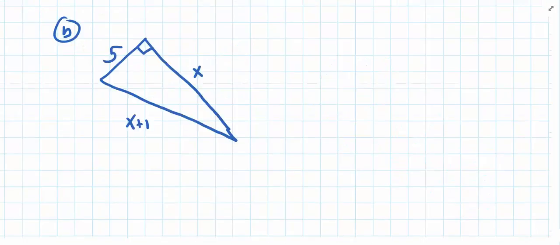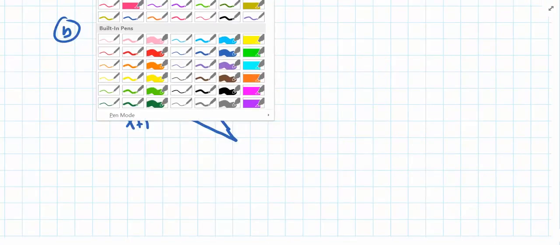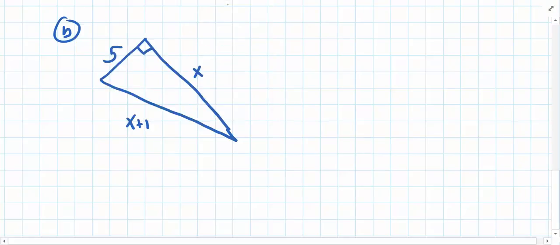Okay, here we go. We have a right triangle here, we want to solve for x. We're going to use the Pythagorean theorem. This one's a little more interesting for us. Okay, so what do we know? What can we say? 5, x, x plus 1. Yep, that's how they're labeled. Okay, so we can say this: 5 squared plus x squared equals x plus 1, all squared.